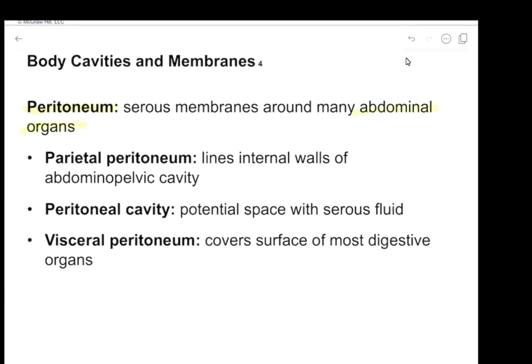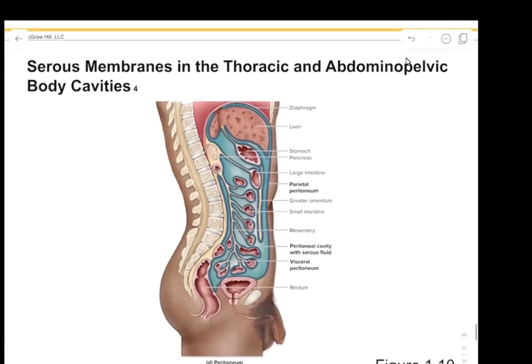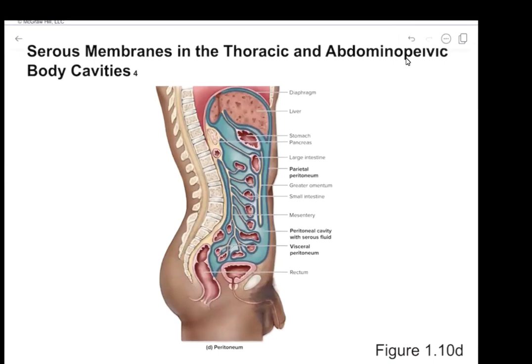And again, the same thing applies. There's going to be a membrane directly touching those abdominal organs called the visceral peritoneum. Then superficial to that would be the parietal peritoneum. And then between that is the peritoneal cavity. So this is what we can see here. This is a mid-sagittal section of the peritoneum.